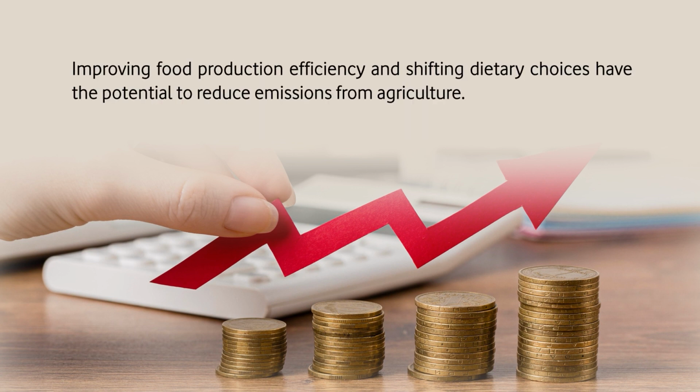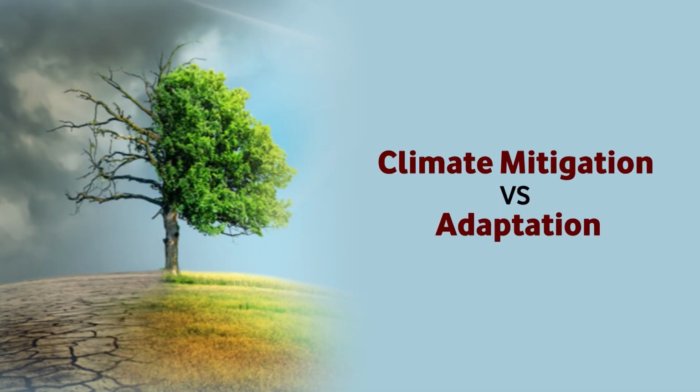Improving food production efficiency and shifting dietary choices, that means shifting to more plant-based products or having a vegetarian or vegan diet pattern, can have the potential to reduce the global emissions of GHGs which are emanating from the agriculture sector. Now we will talk about climate mitigation versus adaptation.